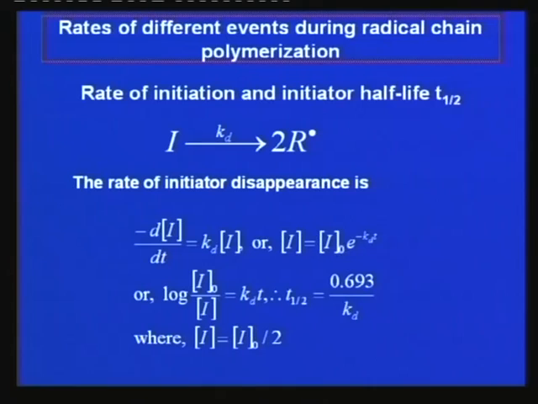So, we see here that rate of initiation and initiator half life we will discuss today. You know what is half life of initiator? That means the time required for 50% decomposition of the initiator, that is the half life. You have seen one initiator molecule decomposes to form two free radicals, and the decomposition rate constant is designated by Kd.